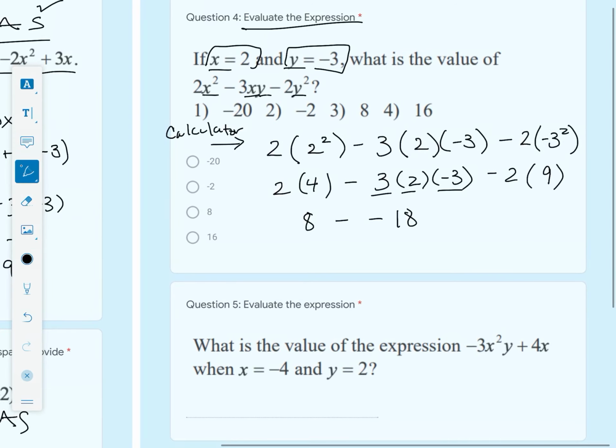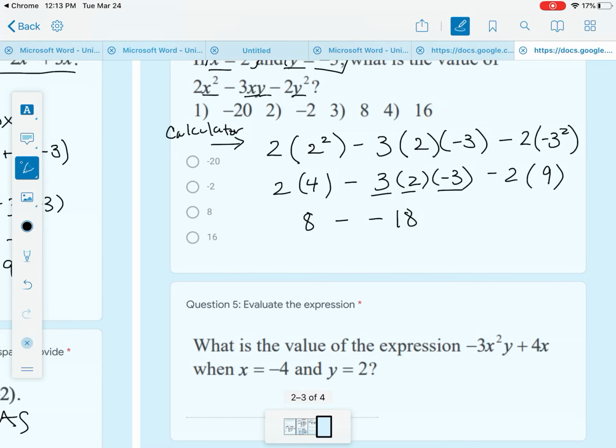And I see there is a negative and a negative sign, or a subtraction sign with a negative sign. So I will have to change that to 2 plus signs. And then negative 2 times 9 is negative 18. Well, I have an 18 minus an 18, which gives me a 0. I'll cancel them out. And I'm just left with 8 as my final answer. Choice 3.